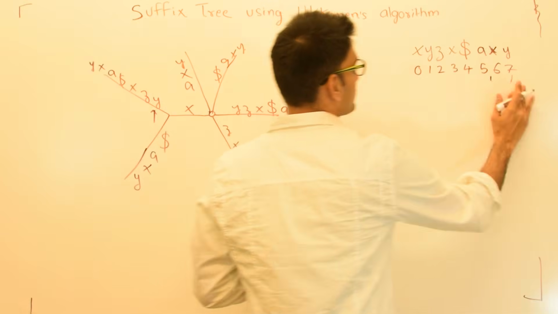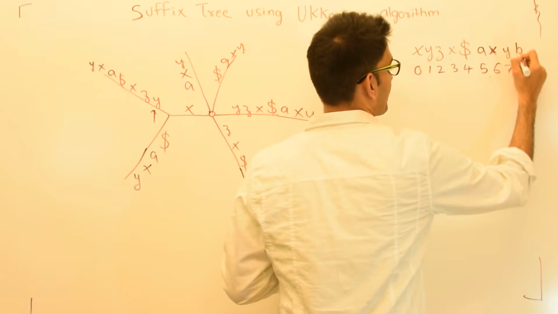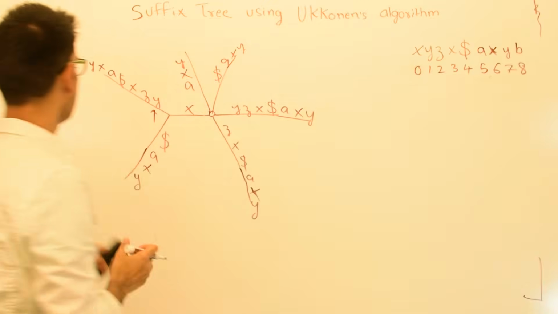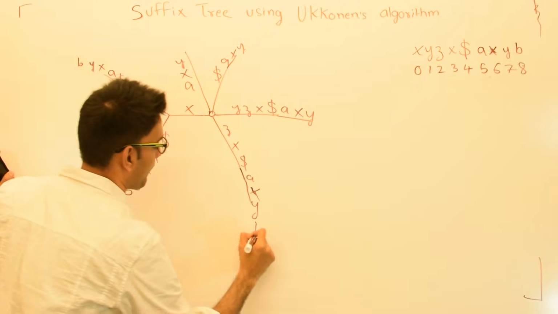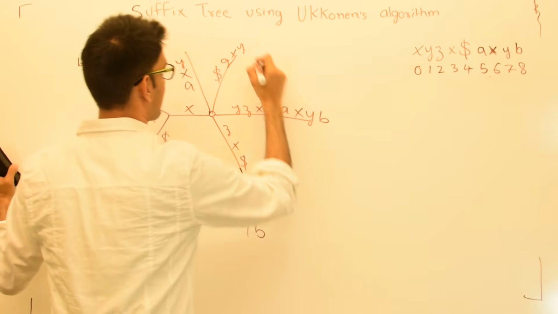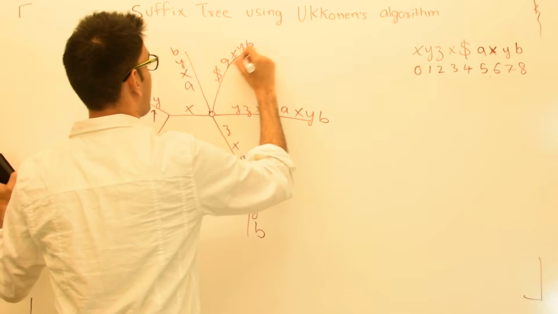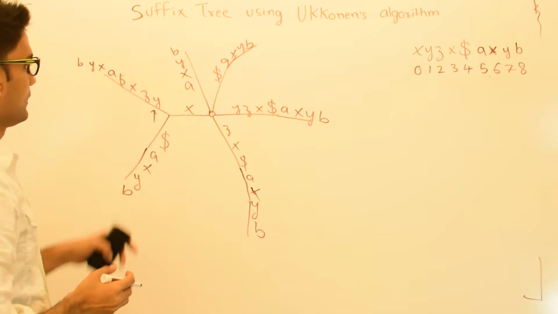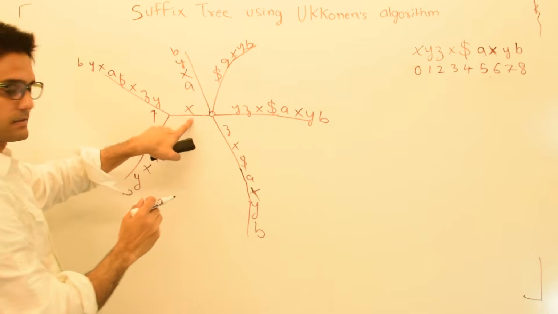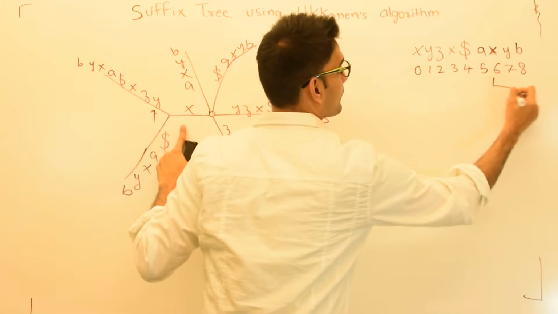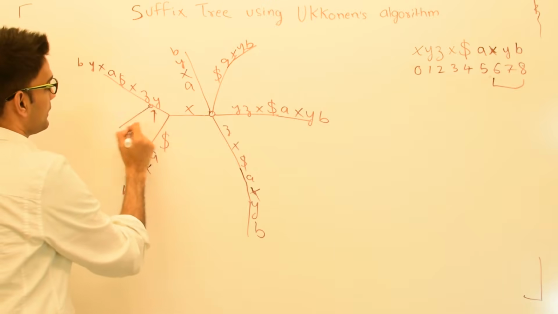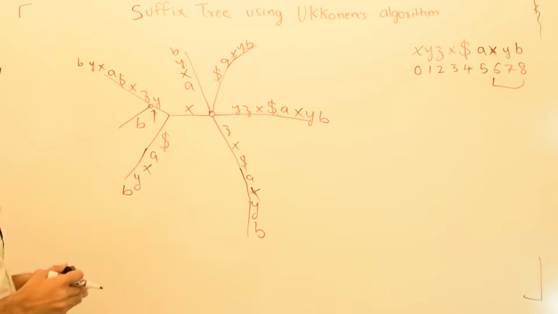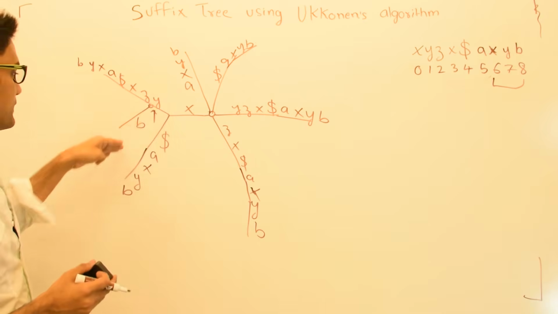So finally, let's suppose there is a b at the end. So all the leaves get b at the end as a part of rule 1 extension. And then we have x for this one here. We have x, we have y, but there is no b. So we add a b here. So this is a rule 2 extension, where if the path doesn't exist, create one.